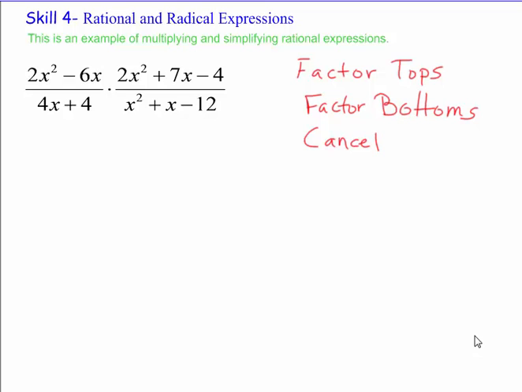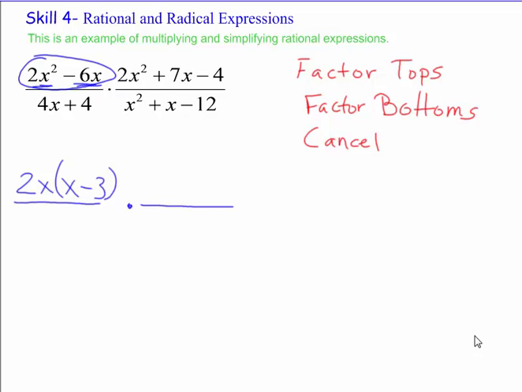Now your first step of factoring is always GCF, and think about every time you have a binomial, that's what I want you to think. Is there a GCF? And in that case there is. It's a 2 and an x. And 2x times x gets us the 2x squared, and 2x times negative 3 gets us the negative 6x. Okay. Factor the tops. So here we go.